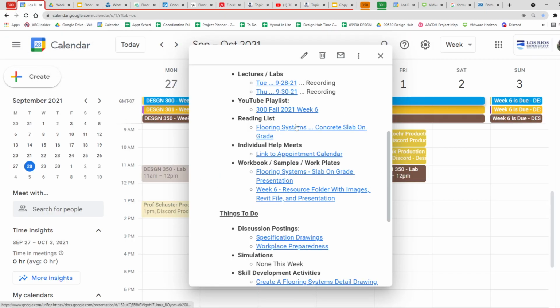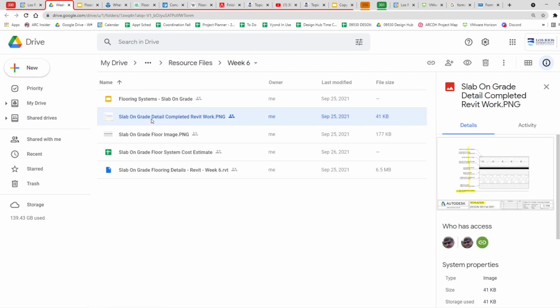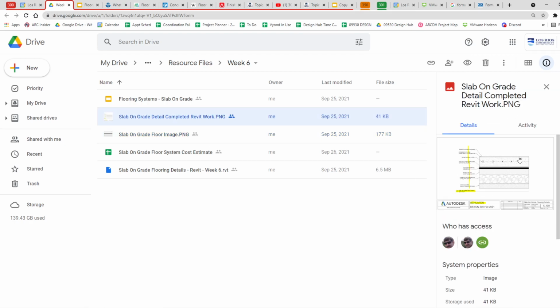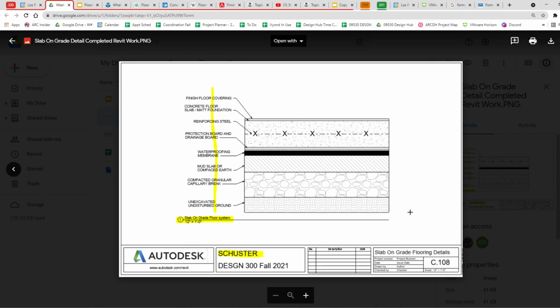So there's your reading list. You've got a resource folder that's got this in it to look at. You've got 2 images for slab on grade to look at. There's an empty image, and there's one that shows me finishing it up. Okay, so let's take a look at this one. You're actually going to need to do this.